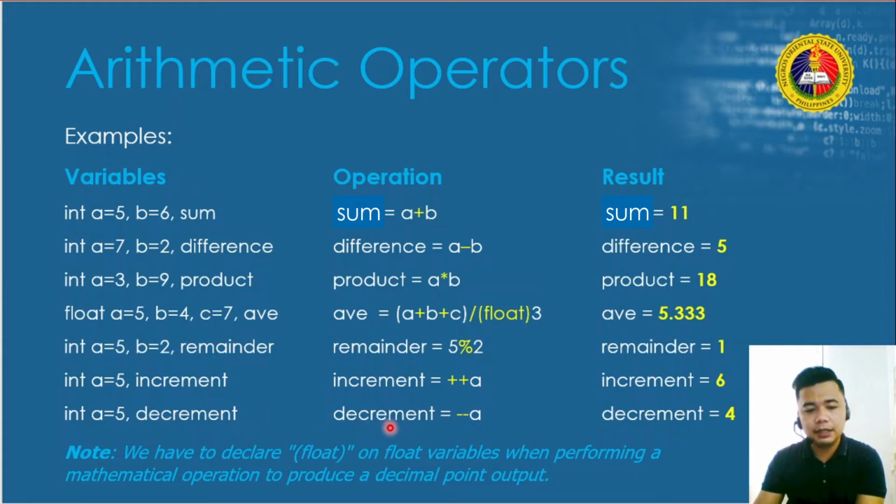So again, the decrement must be done before the variable. So the operation should be decrement is equals to minus minus a. And then the output result should be 4 because our original variable value is 5, and since we just declared that we are going to decrement, and again, decrement means removing or decreasing one value. So 5, and then we're going to take one value out of it. Decrement should be 4.